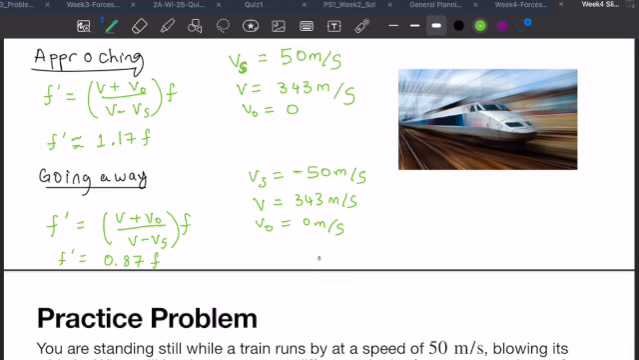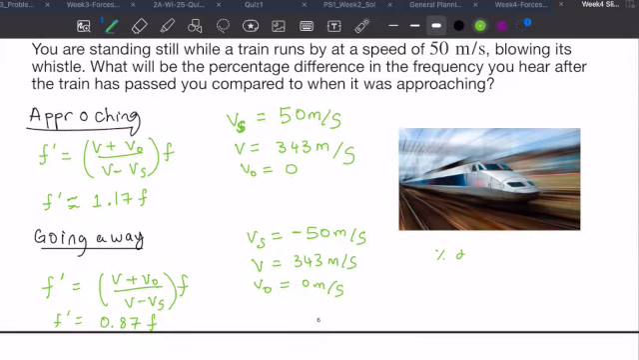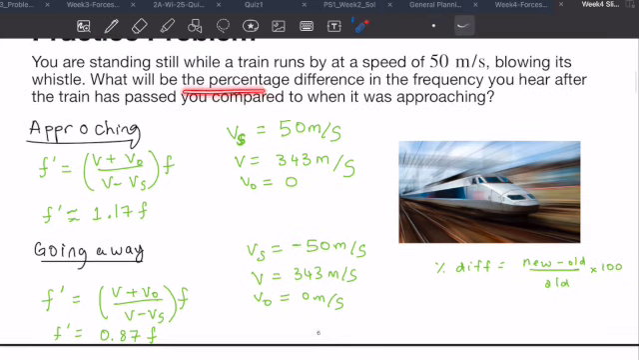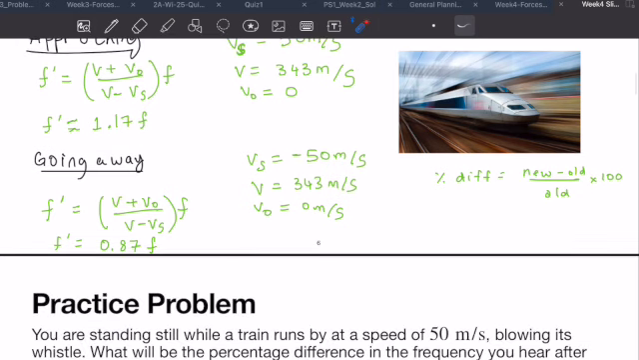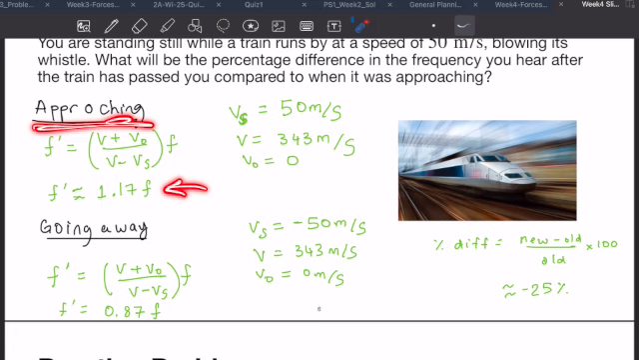0.87 times the frequency. And now if we compare them both and calculate the percent difference, so percent difference is new minus old over old times 100. So we're comparing the percentage difference you hear when the train has passed compared to when it was approaching. So 0.87 in comparison to 1.17. And when you plug these numbers in, you should get that this difference is approximately negative 25%, meaning there's a decrease in frequency, which makes sense because when the train's approaching you, you hear a higher frequency. When the train's moving away from you, you hear a lower frequency.